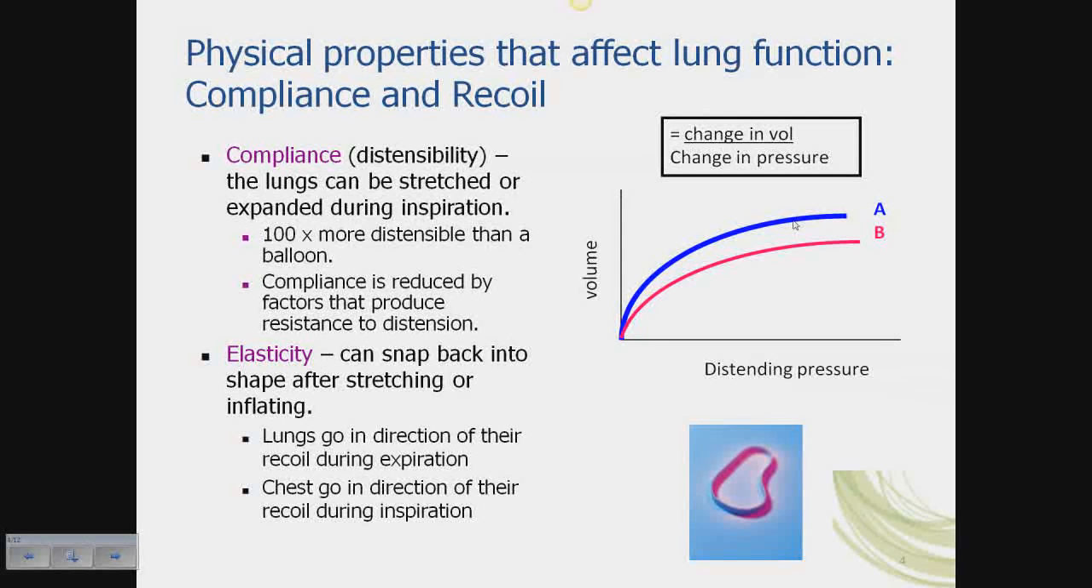And recoil ability is probably the most important quality of elastic tissue. The snapping back into original shape after stretching or inflating. That's what the lungs need to do. So lungs are going to go in the direction of their natural recoil during expiration. When you exhale, the lungs get to recoil. But when you inhale, the lungs have to be compliant. And it's the chest wall that likes to recoil outward. And when it goes outward during an inhalation, your lungs have to be compliant and stretch and go along.